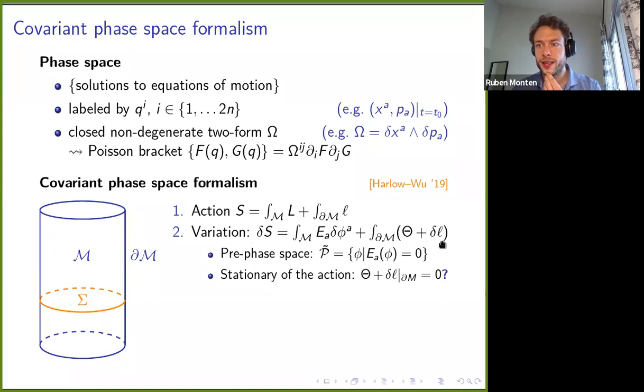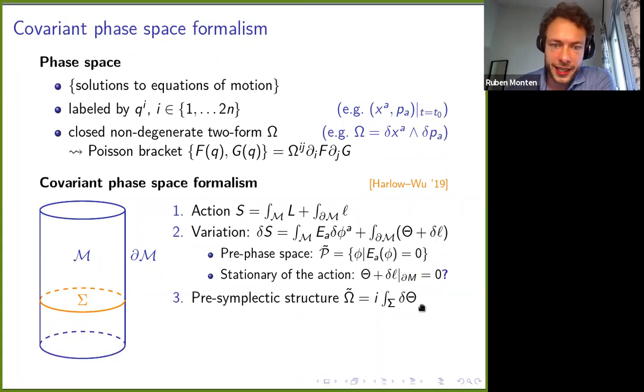And now we declare that the pre-phase space is the set of fields in our particular configuration space, all of the configurations that we're considering, that solve the equations of motion, so for which the equations of motion are zero. And then there's a consistency condition, which is actually a condition on the full configuration space that we're considering, that this particular theta plus the variation of L on the boundary has to give zero. And this essentially means that the solutions to the equations of motion are also the fields that extremize the action.